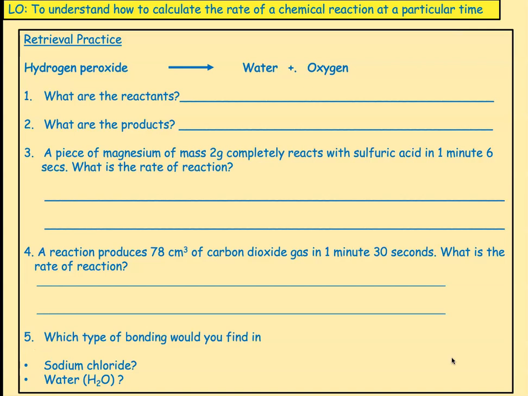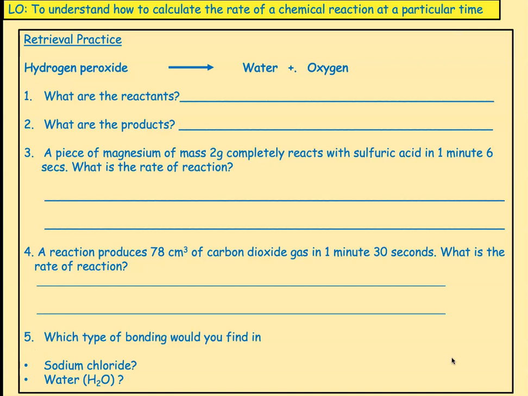I've got an equation here. Hydrogen peroxide breaks down into water and oxygen. What are the reactants? What are the products? Then I want you to do a calculation. A piece of magnesium of mass 2 grams completely reacts with sulfuric acid in 1 minute 6 seconds. What is the rate of reaction?